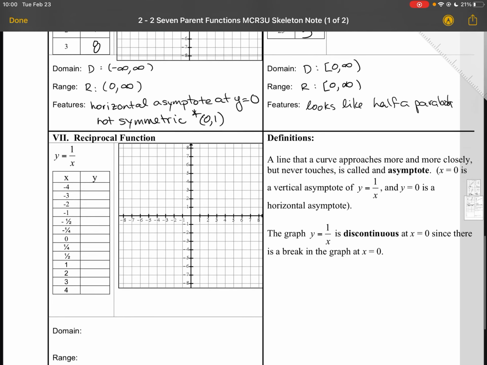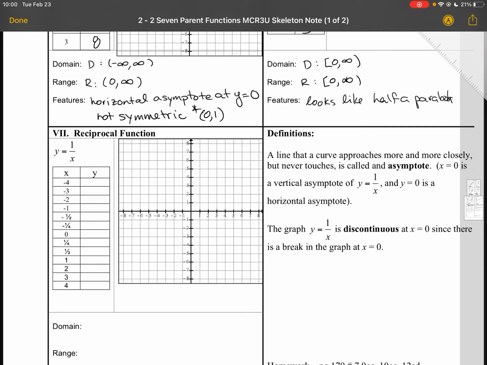The last parent function is the reciprocal function, which is y equals 1 over x. And so here we can take some time to fill in our table of values. Minus 1/4, minus 1/3, minus 1/2, minus 1, minus 2, minus 4. Now we've got 1 over 0. We know from our work with restrictions that that does not exist. Then we've got positive 4, 2, 1, 1/2, 1/3, and 1/4. So that's going to be a lot of points to plot, but that's okay.